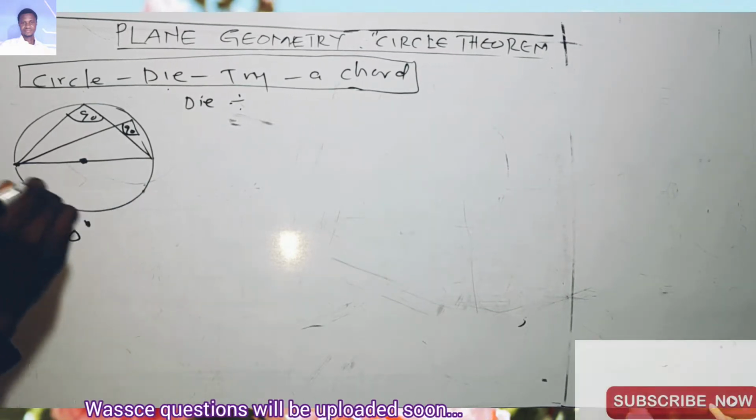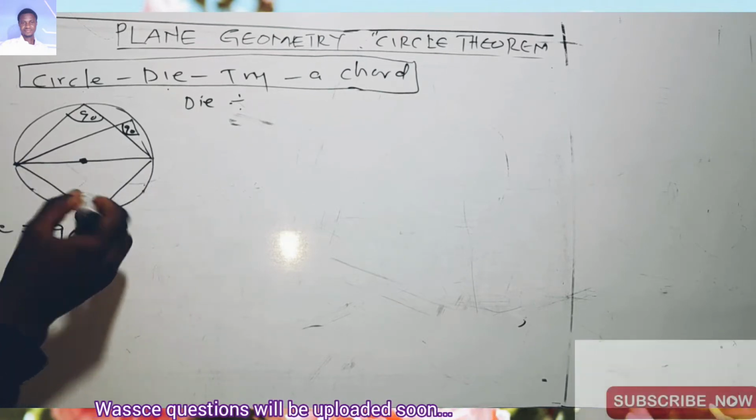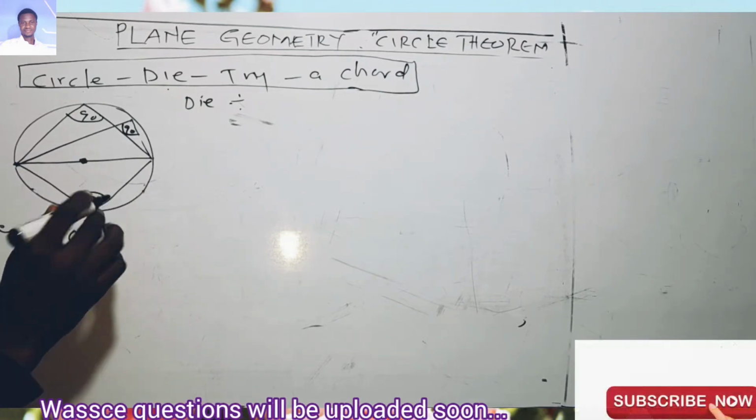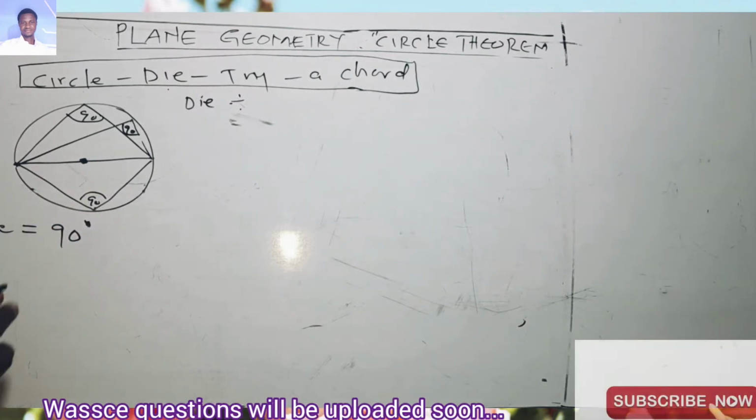We can still bring it down. If this point and this point are the diameter, and the lines come to this point here, all of them will give you 90 degrees. So that's one thing you also want to understand under this particular concept.